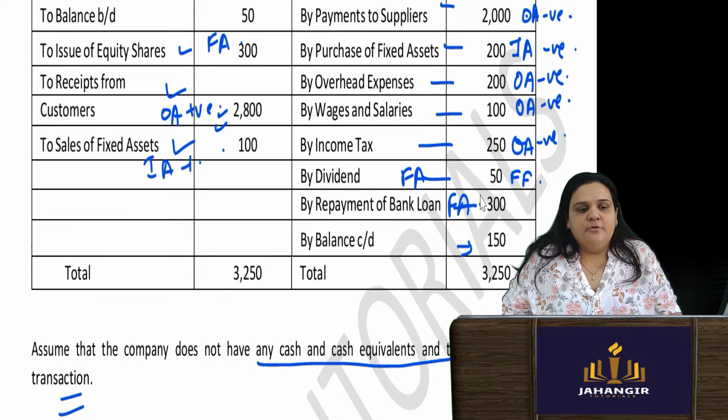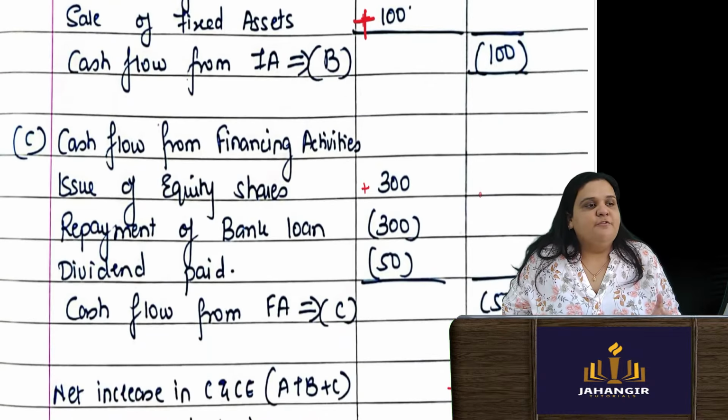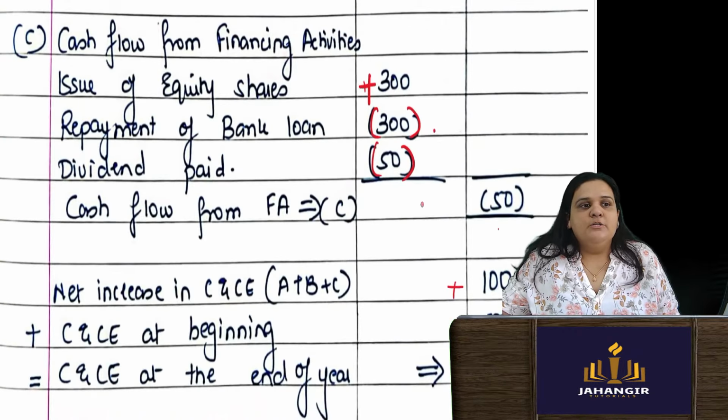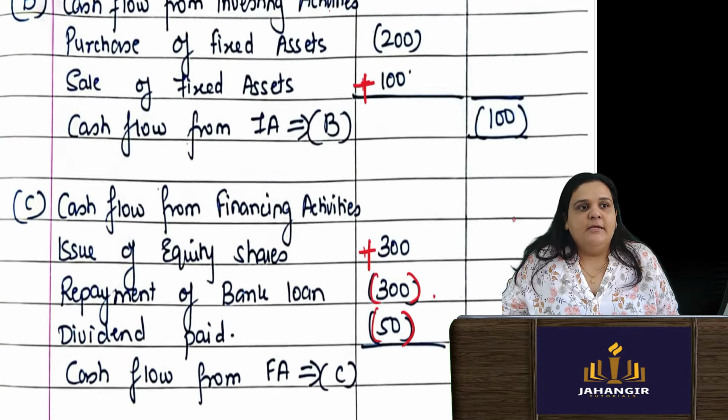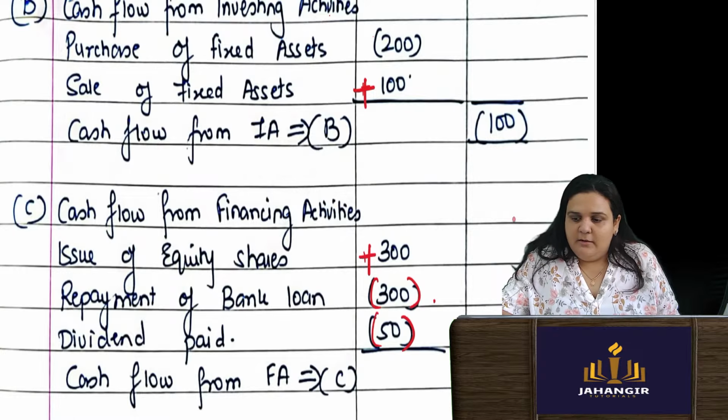All this is related to my finance. So cash flow from financing activity: equity shares are issued, so I'm getting cash coming in. Repayment of loan will be cash going out and dividend also will be cash going out. So cash flow from financing activities is also negative 50, negative 100, which will be negative 150.